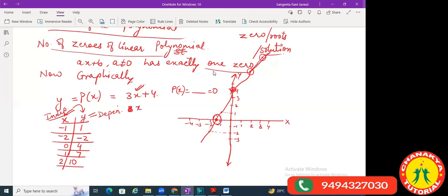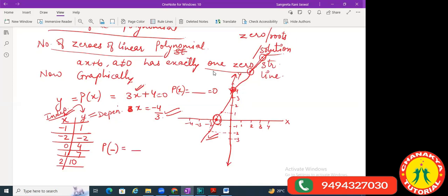Even if I solve this equation, I equate this to 0, what will I get as my value of x? That is -4/3. Can you see this? So this value lies between -1 and -2. Now algebraically also we have seen, geometrically also we have seen. Right? Yes, ma'am.